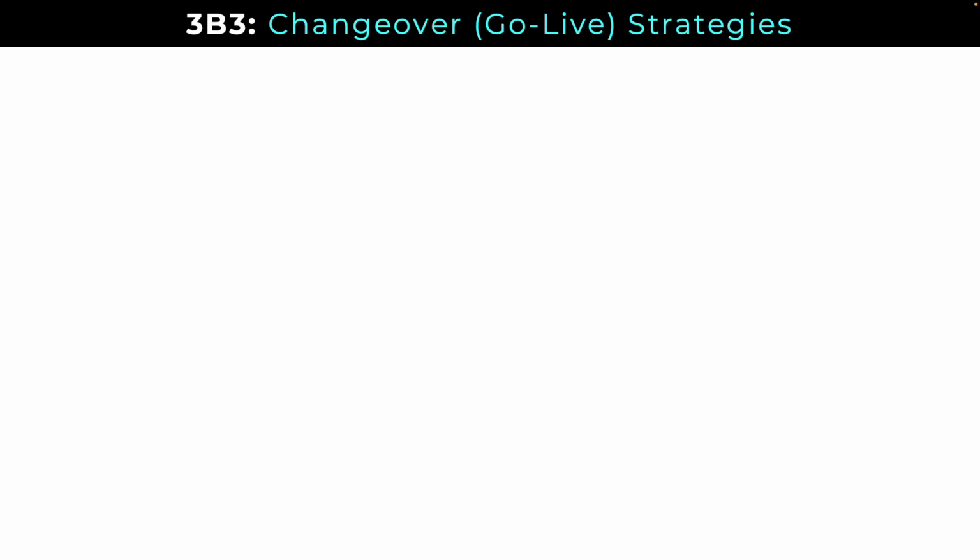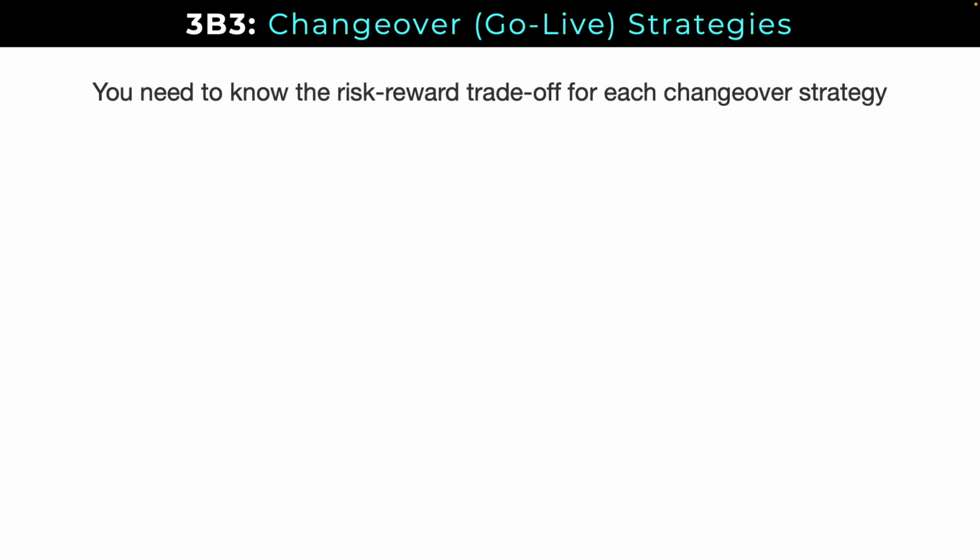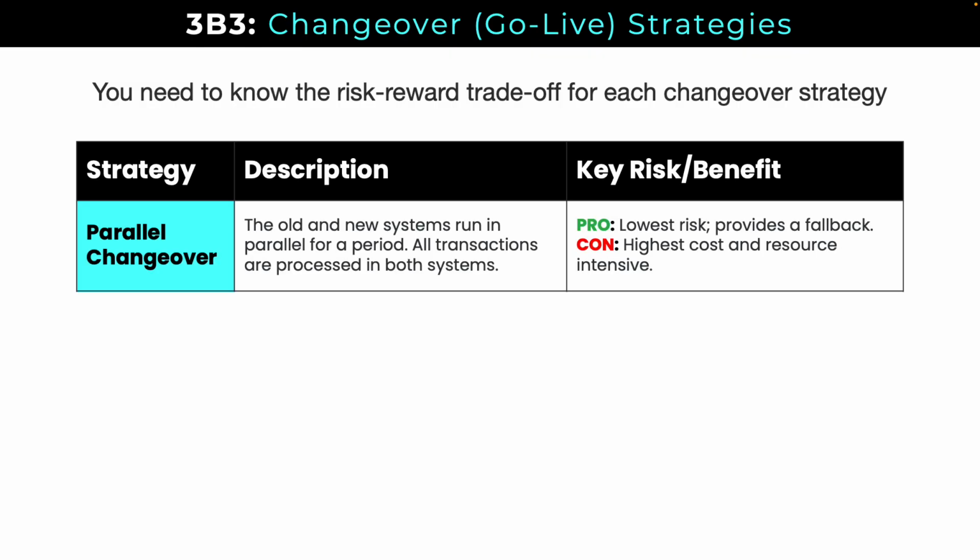So let's talk about the changeover process, what we call go live strategies. And you'll need to know the risk-reward trade-offs for each of the three major changeover strategies. I will make that easy for you. So the first is parallel changeover, which is about what it sounds like. The old system and new systems run in parallel for a period. All transactions are processed in both systems. This is going to be lowest risk. It provides an easy fallback.